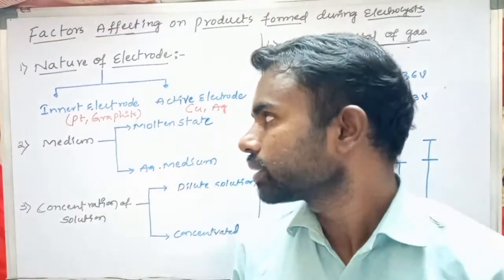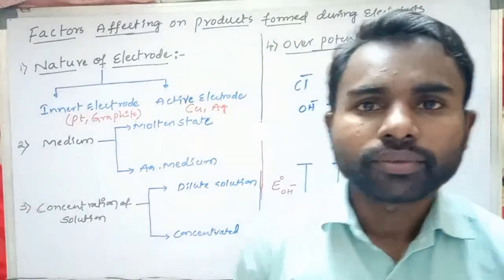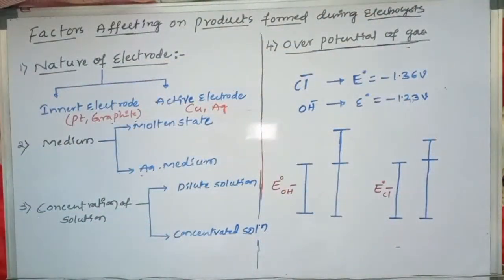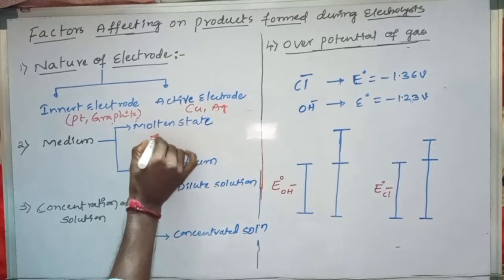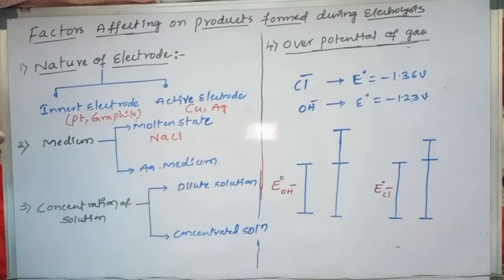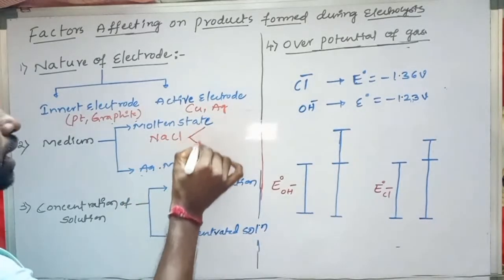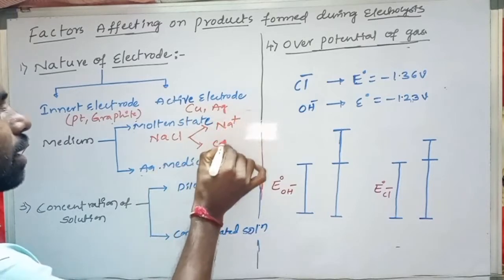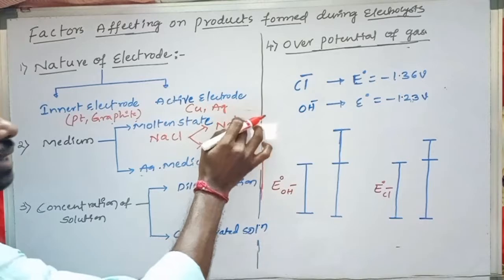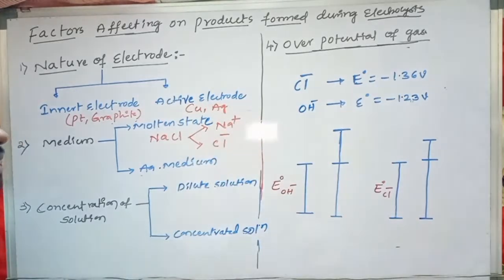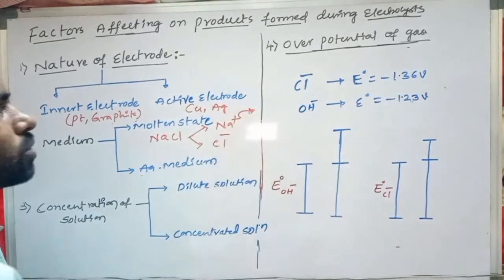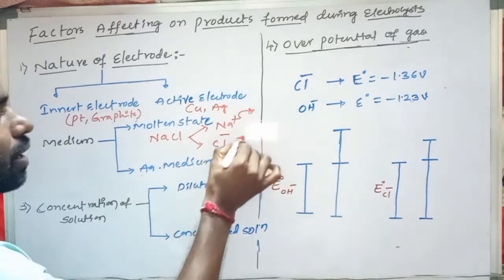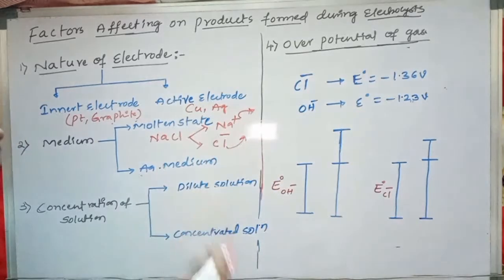Okay, next, the second one, medium. For example, I am going to take the molten state of NaCl. In this molten state of NaCl, we will get two types of ion. One is cation and another one is anion. The cation is Na+ and the anion is Cl-. The cation will deposit on the cathode, and the anion will deposit on the anode.